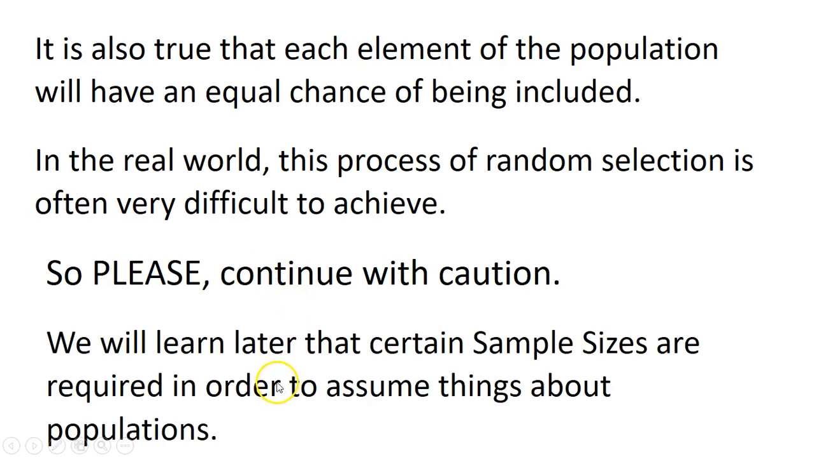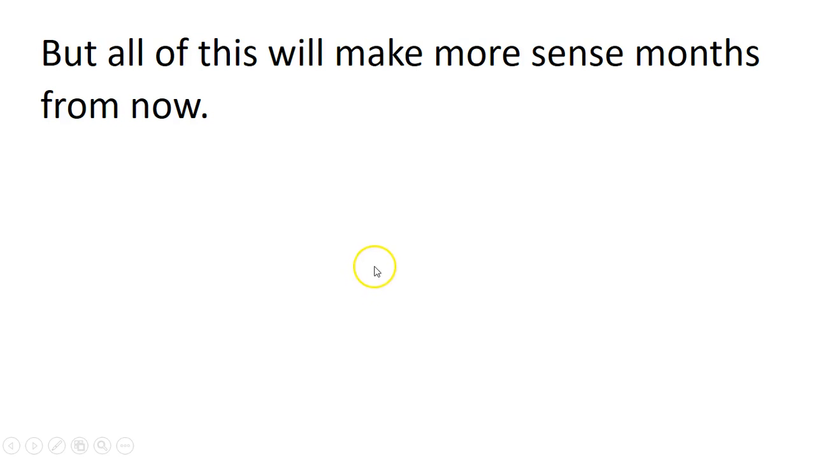We will learn later that certain samples and their sample sizes are required in order to assume things about populations. You'll learn that you need at least a minimum. I can't just say, well, I have a sample of 5 people, so isn't that enough? These 5 people that I asked this question all said this. Was that good enough to say what the whole population is? That's the stuff that we'll get to. But all of this will make more sense months from now, basically.